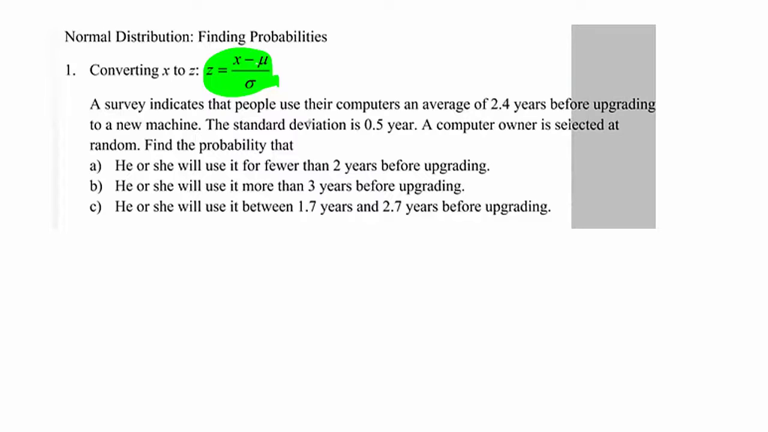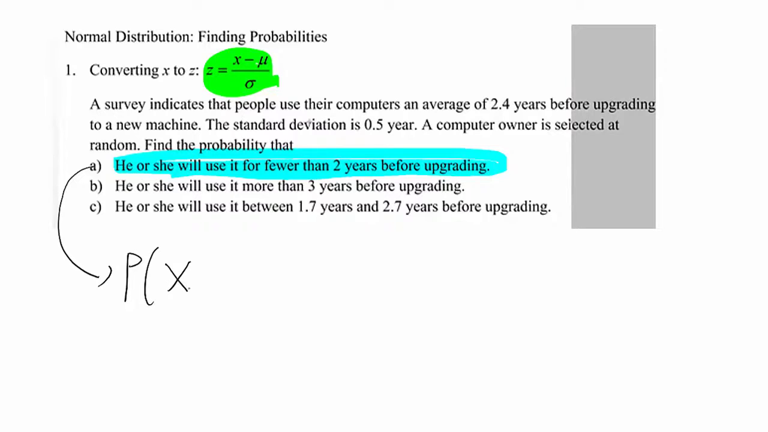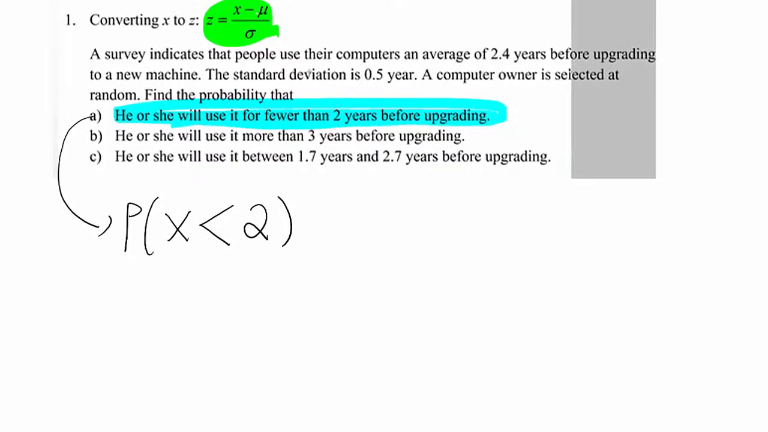So, in this case, this one is based on data. Data means x value here. So I can rewrite this one. Probability x is fewer than 2 years. So that's our interpretation of this sentence here. But now, in order to find probability of this question, we need to switch x to z. Okay, x to z here.